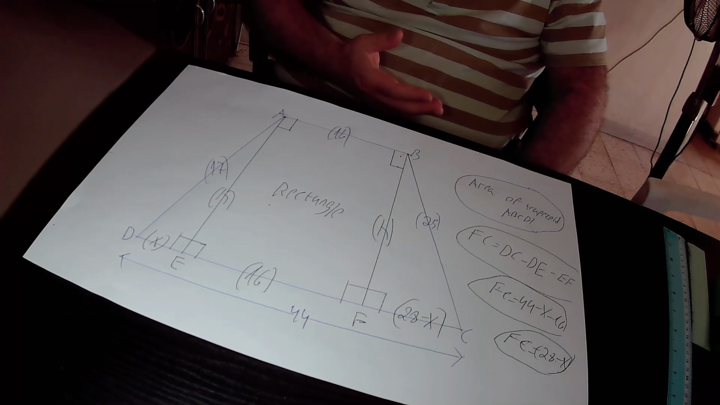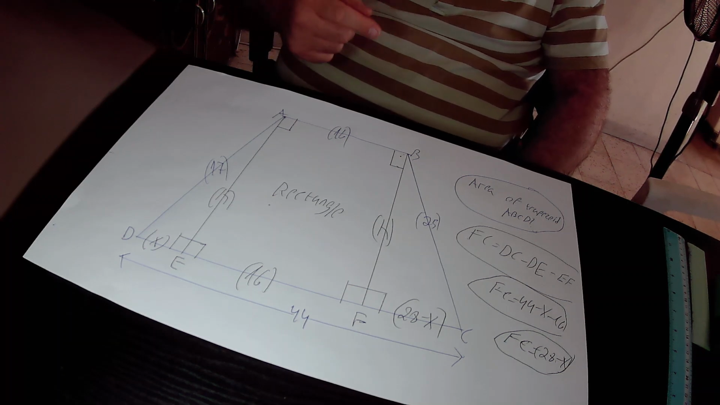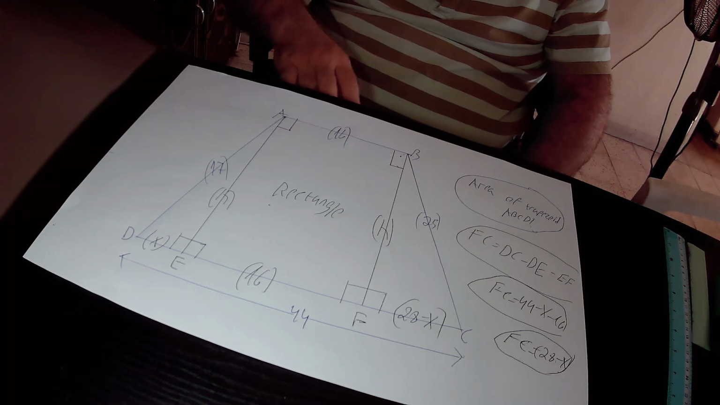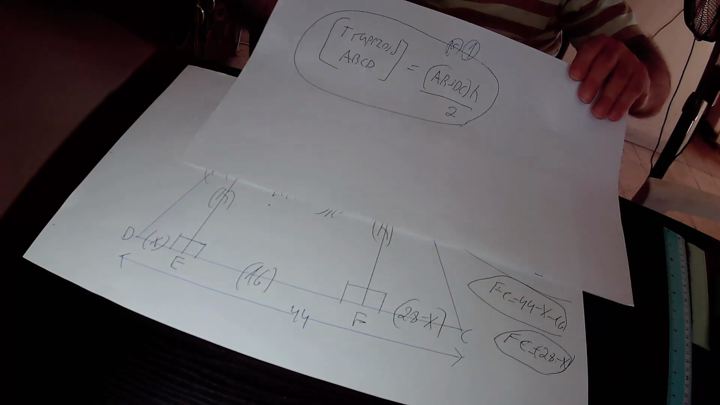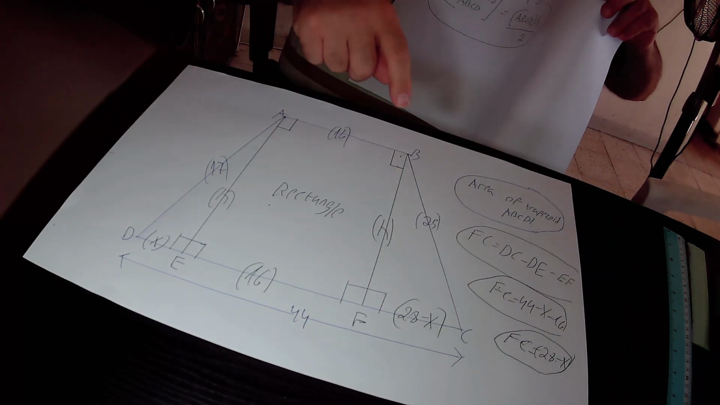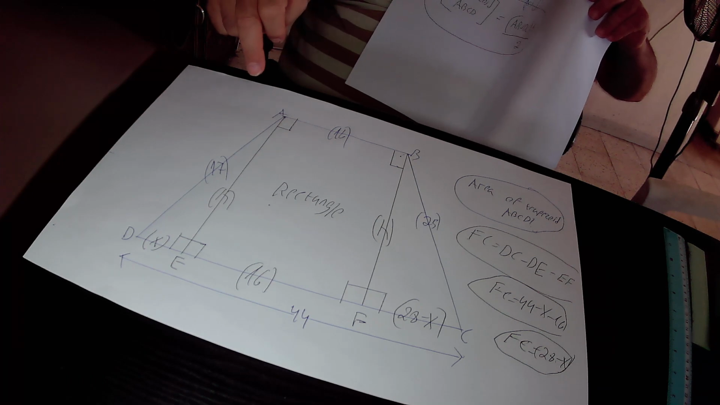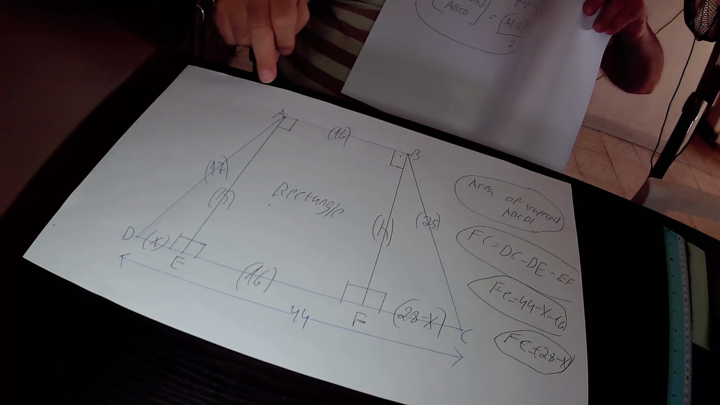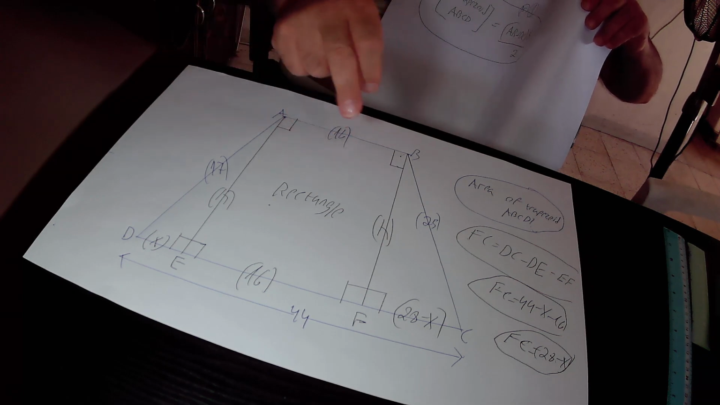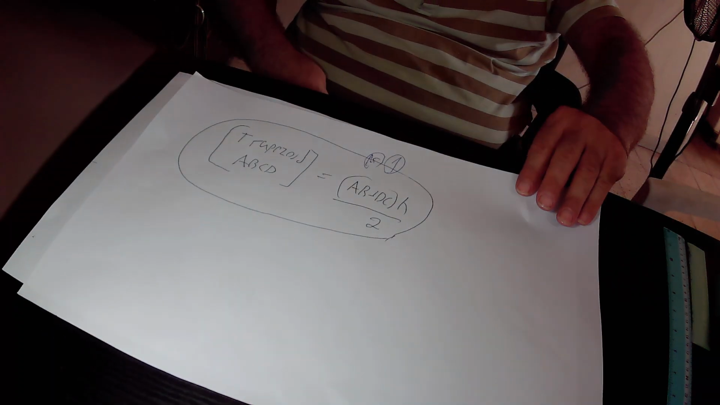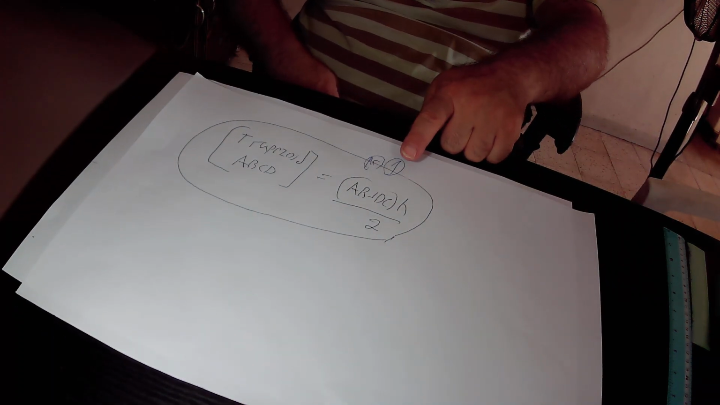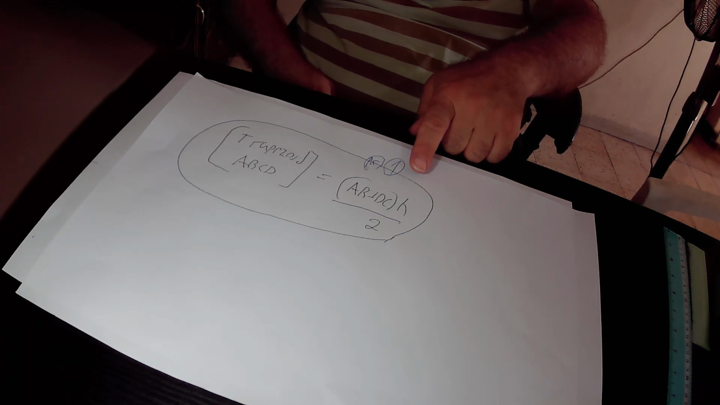The area of any trapezoid equals the sum of its two parallel bases times the height over 2. Therefore, the area of this trapezoid ABCD must be equal to AB plus DC, that is the sum of its two parallel bases, times the height h, over 2. The height h must create 90 degrees with the two parallel bases AB and DC.